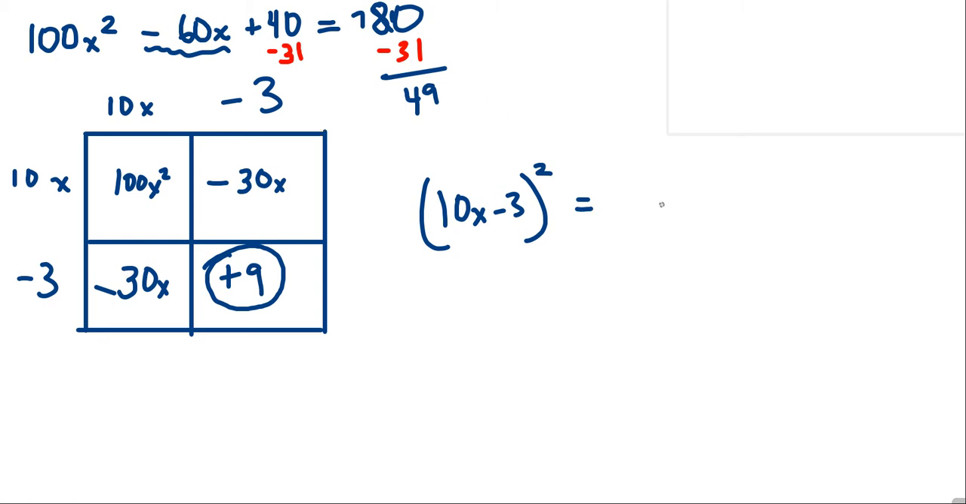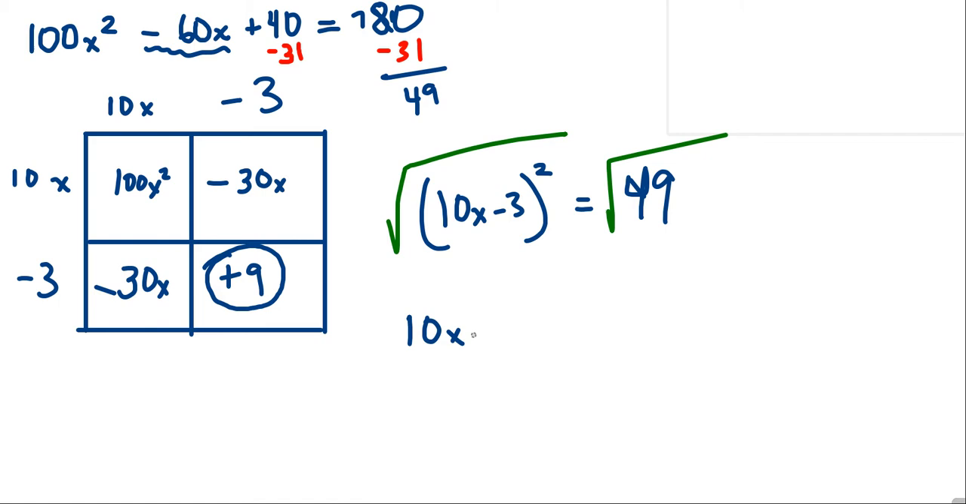Well, that's convenient because 49 is a nice number. We can undo the square now. And so we get, whoa, almost dropped the chords there. 10x minus 3 equals the square root of 49, which is 7. Or 10x minus 3 equals negative 7.